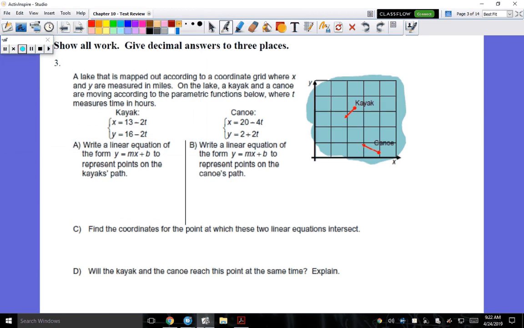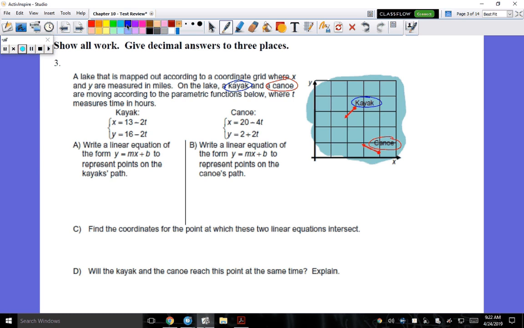Okay, so let's look at number 3. It says a lake is mapped out according to the coordinate grid where x and y are measured in miles. Okay, and then on the lake a kayak and a canoe. So here's your kayak right here, and then the canoe are moving in, according to the parametric functions shown below.